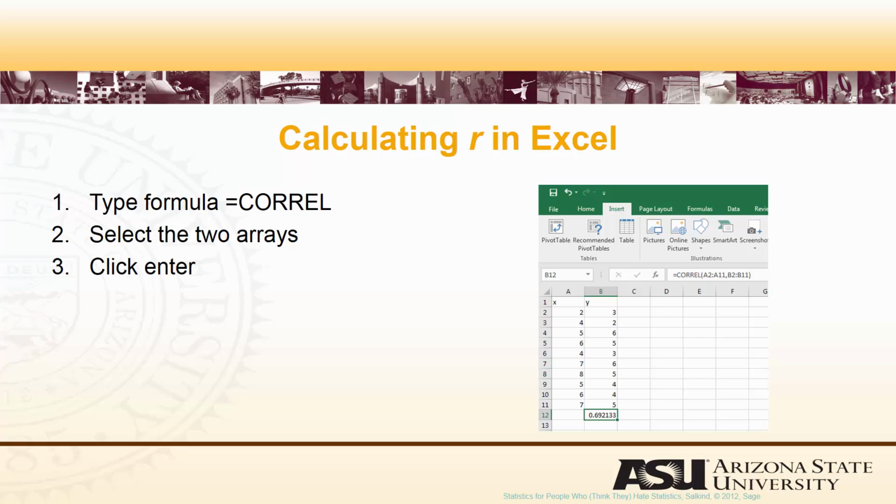We can also calculate the correlation coefficient. Here we'll need to go into an empty cell and start typing the formula equals CORREL. Then start typing where our arrays are, or our 2 sets of data. Here we're looking at cells A2 through A11 as array 1, and array 2 is B2 through B11. Then we click enter, and Excel will give us that the correlation here is 0.69.